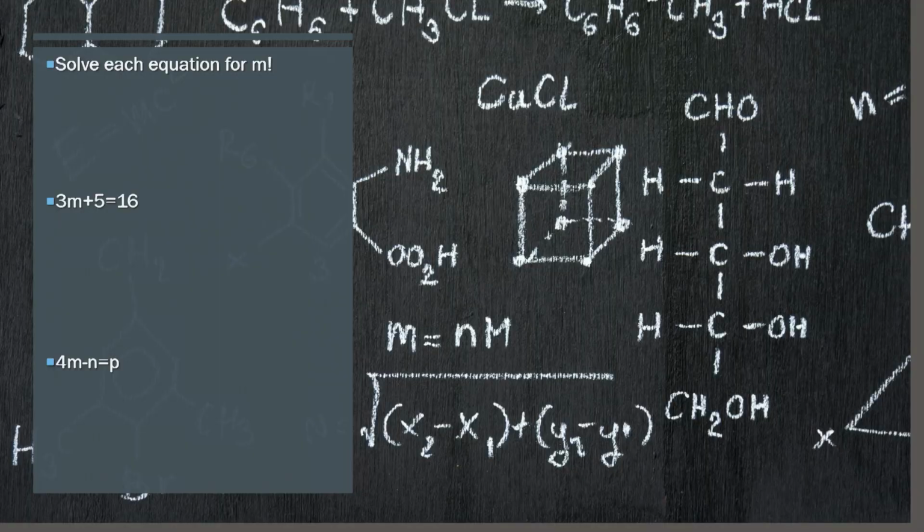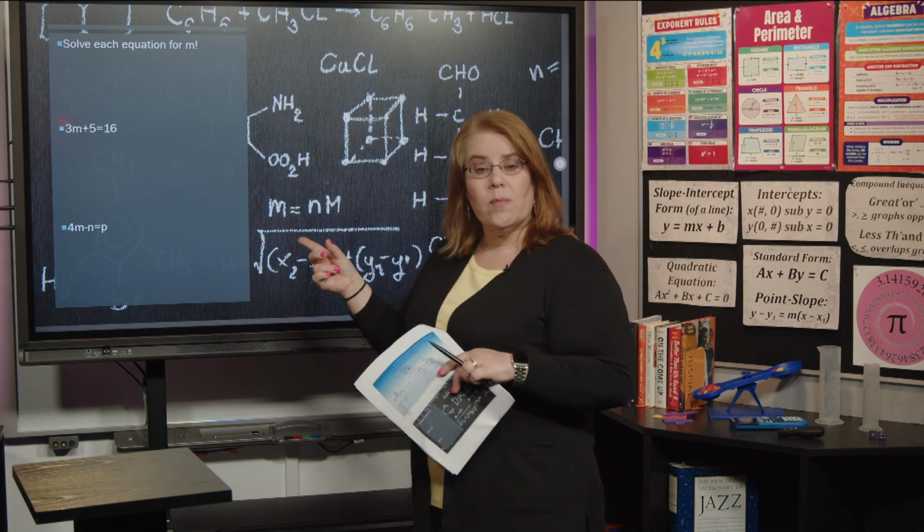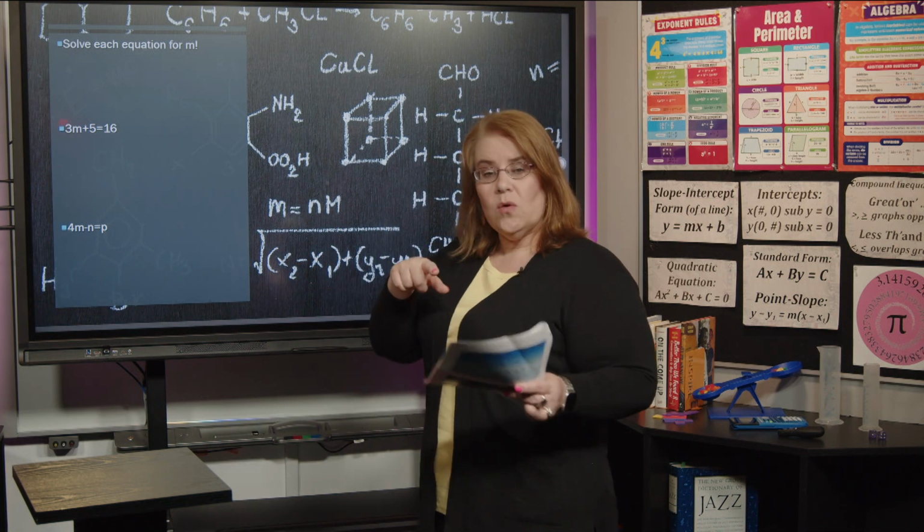It says solve each equation for m. I have 3m plus 5 equals 16. 4m minus n equals p. Do this on your paper as I do it on the board, and let's see what we got. So you work and I'm going to work.